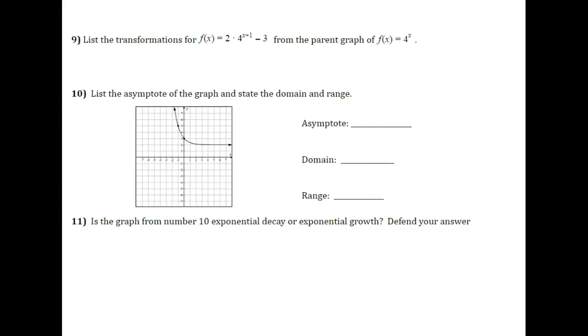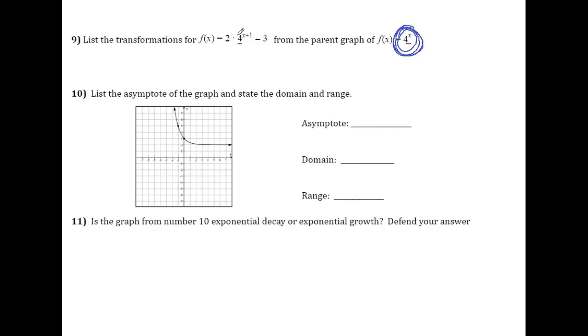Questions 9, 10, and 11 are all so fast I thought I'd do them all together. So number 9, we're supposed to list the transformations of this graph from the parent graph 4 to the x. I do want to point out that this 4 and this 4 don't really affect the transformations. It's just that they're going to match because we're taking this graph and transforming it using all these other things that are happening to it.